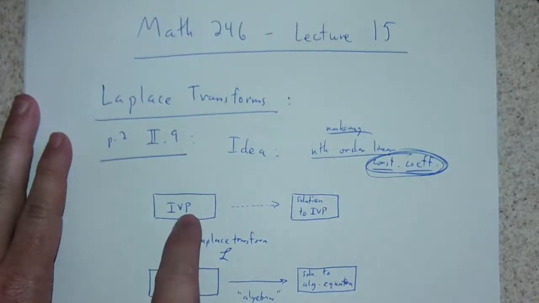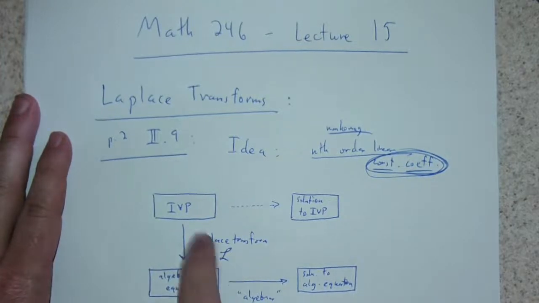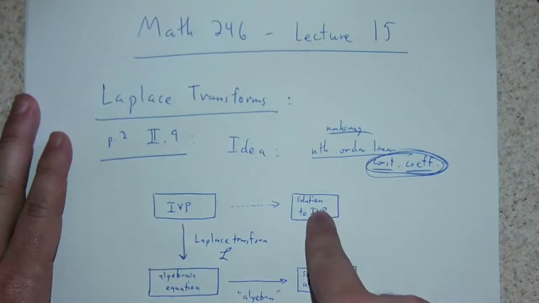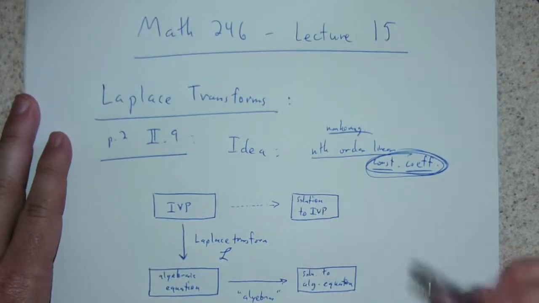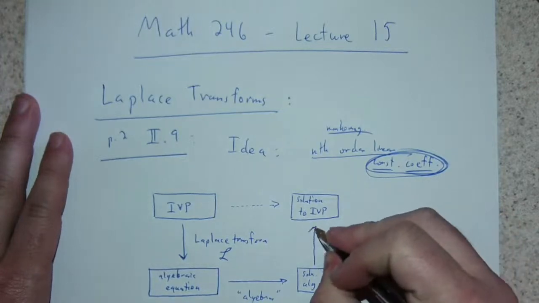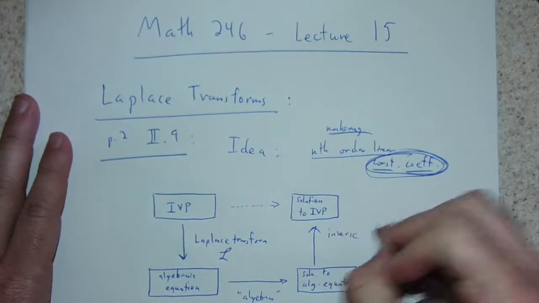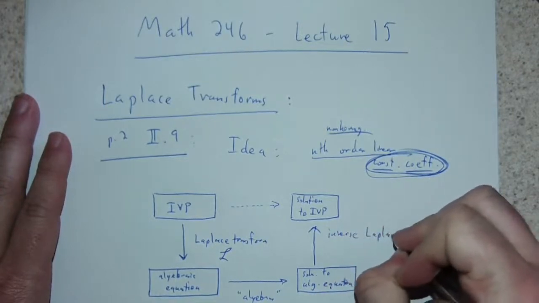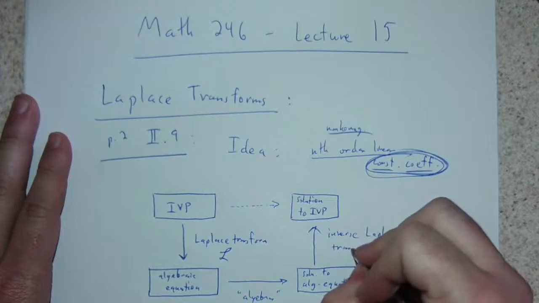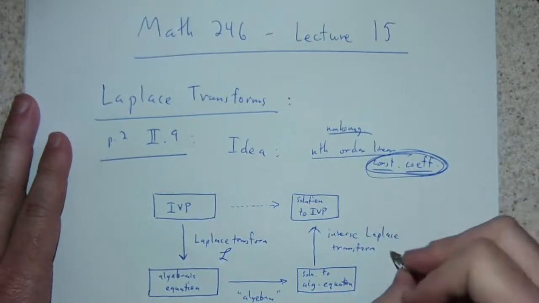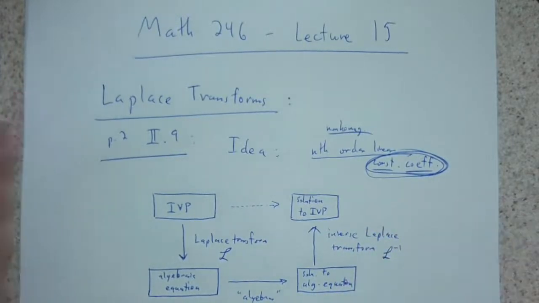So then I started with an IVP. I hit it with a Laplace transform. That turns it into an algebraic equation. I can solve the algebraic equation. And now somehow, of course, I want to relate the solution to this algebraic equation that I got from the IVP to the solution of the IVP itself. And it turns out in order to do that, I hit the solution to the algebraic equation with what's called the inverse Laplace transform, which is L inverse.